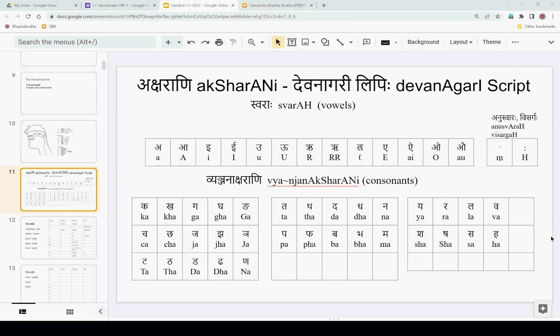So visarga and anuswara both always follow a swara. They never follow a vyanjanam. There cannot be a visarga just after a vyanjanam like ka. Something has to follow there: ka, a, some swara. Okay. Any question so far?